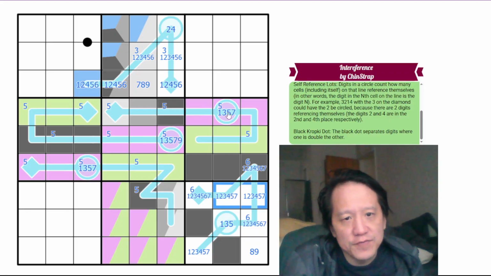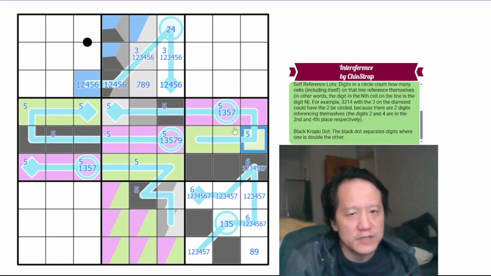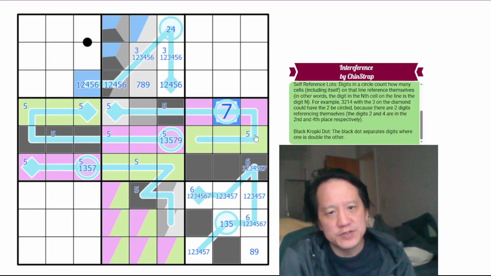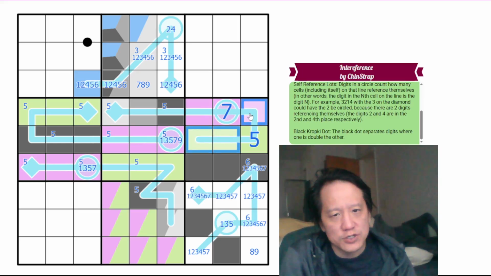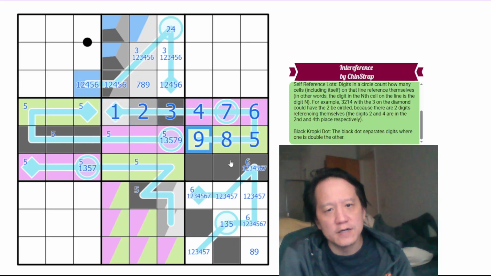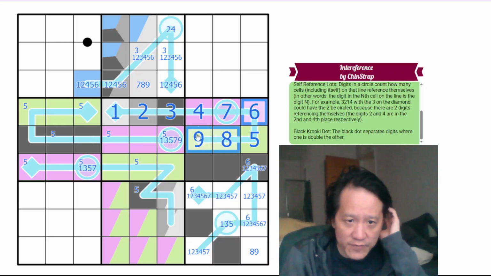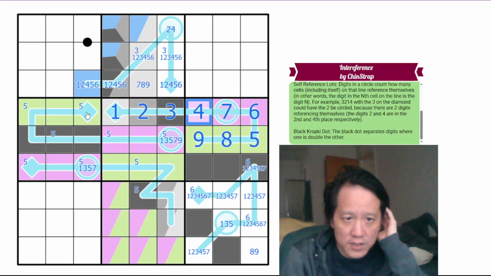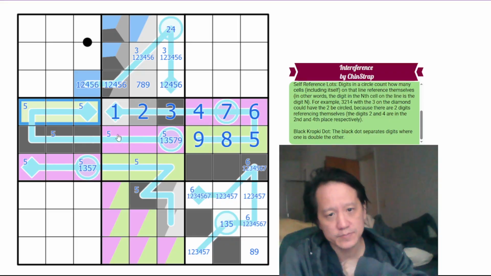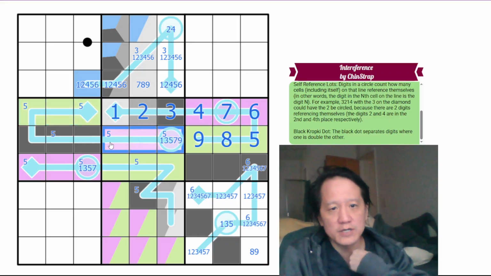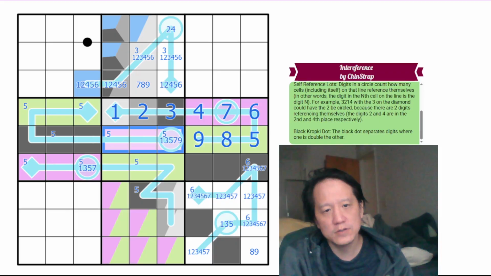Okay. The only way this can be 5 here is if this is 7. So if this is 7, that's 5. That means every other digit must be in the correct position. So this must be 1, 2, 3, 4, 6, 8, and 9, because you have 7 self-referencing digits. That forces this to be 5, 8, 9. So this becomes 4, 7, and 6 here.